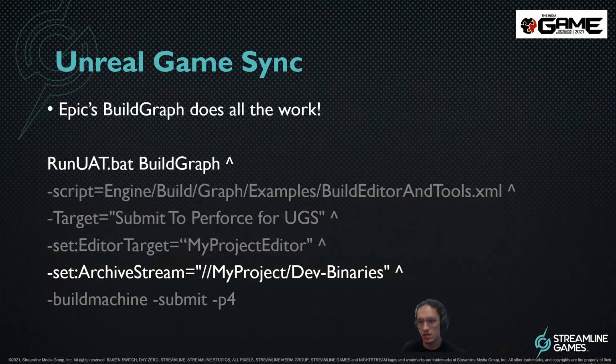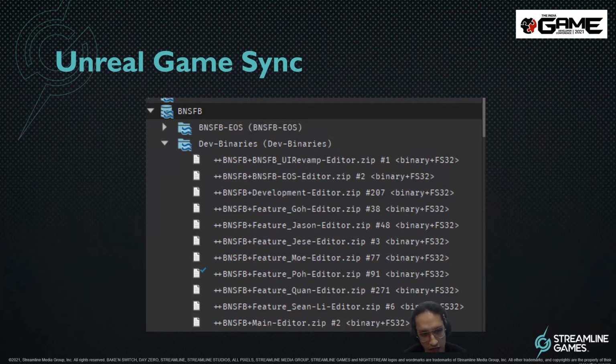And then for the archive streams, this will depend on how you set up your Perforce. But if you follow the documentation that Epic provides, essentially what you need to do is have a separate stream that does not branch out from your development stream, but all this stream does is hold all of your zipped binary files. So when Unreal Game Sync looks for the zip file from a specific branch, this is where it will look and pull it from.